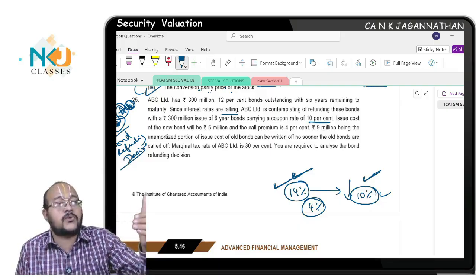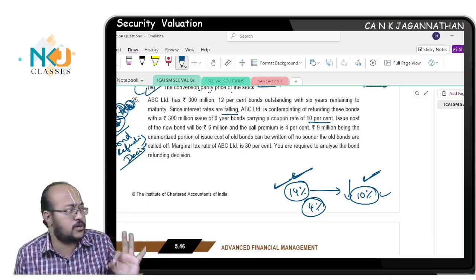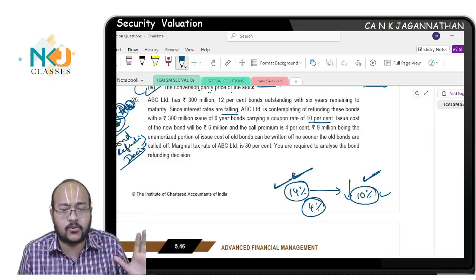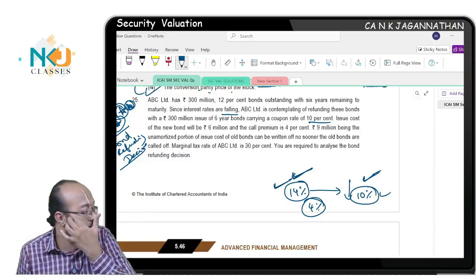Then you will calculate the series of inflows which is going to happen, which means cost you will calculate, benefit you will calculate, in present value terms. If the present value of the benefit exceeds the present value of cost, you will call back the bond.